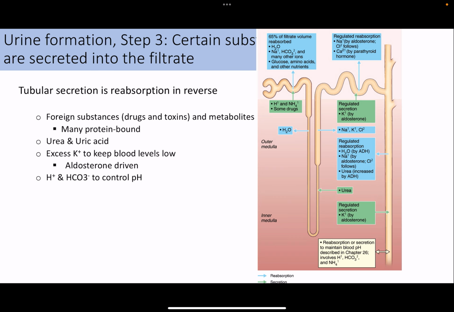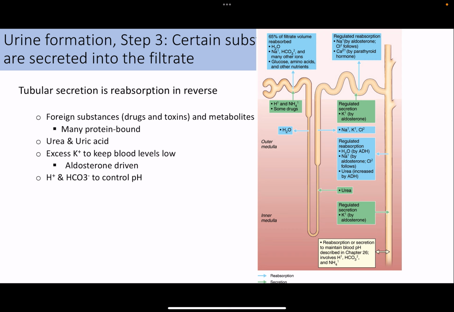So now with secretion, it's reabsorption in reverse. Instead of reabsorbing things back into the blood, we're taking things from the blood and getting rid of it, excreting it. So this includes foreign substances like drugs and toxins and metabolites. Many of them are protein bound, which means that they're not going to fit out of that glomerulus. We're not going to be able to filter it out during that first step, so we have to use secretion to get it out of the blood because they're too big. That includes urea and uric acid, which are products of protein breakdown.